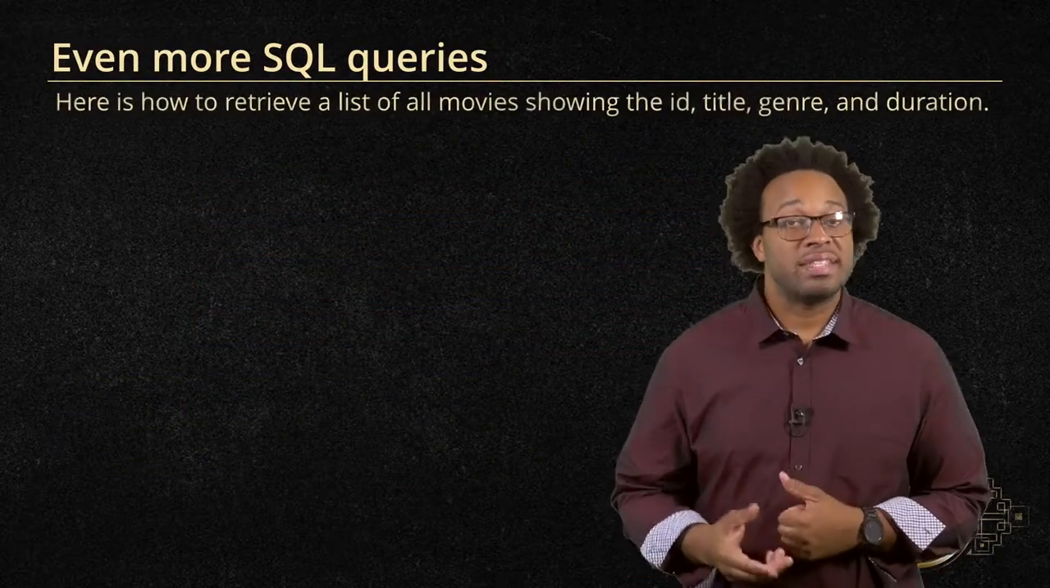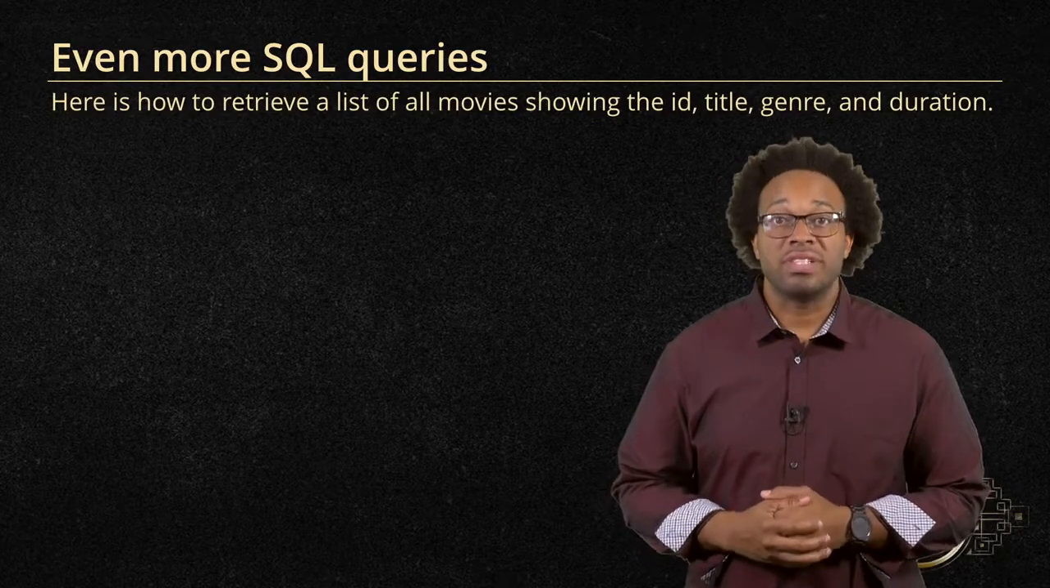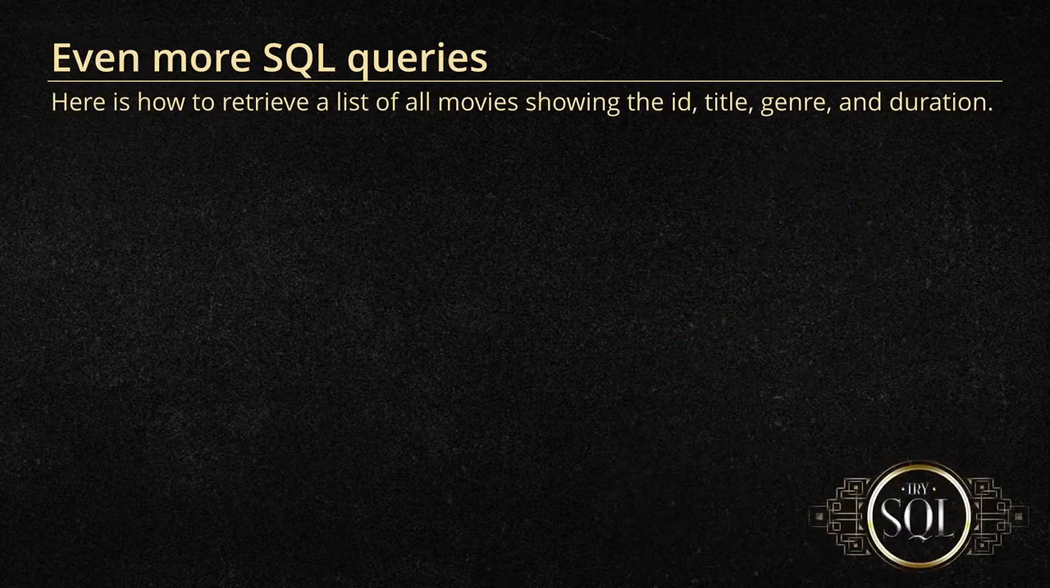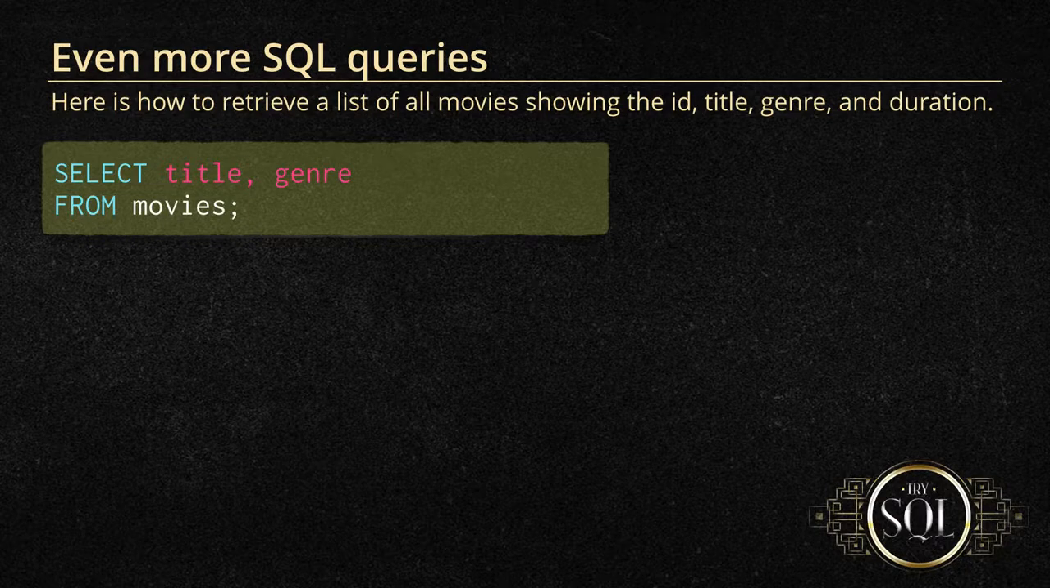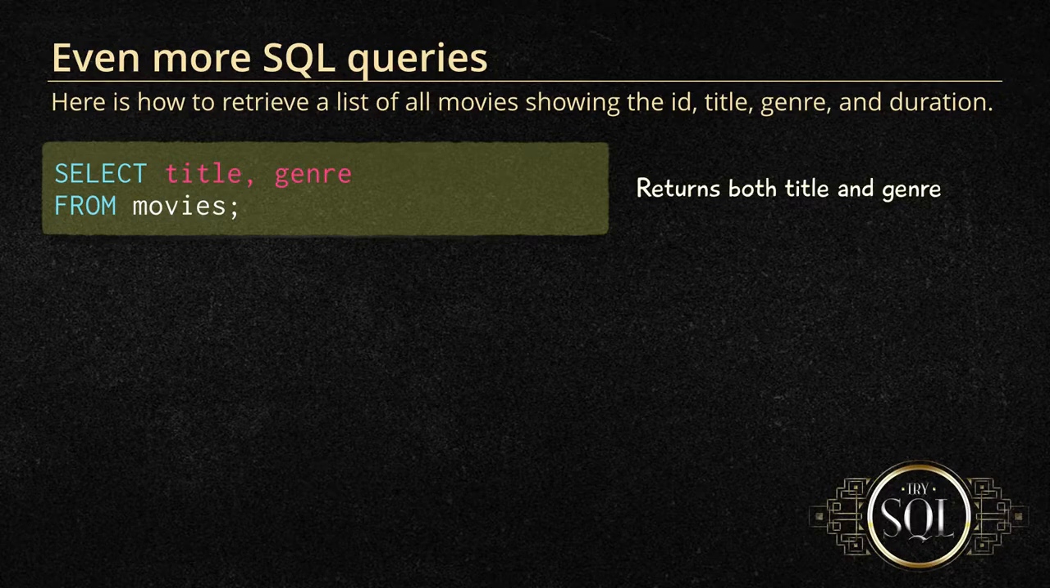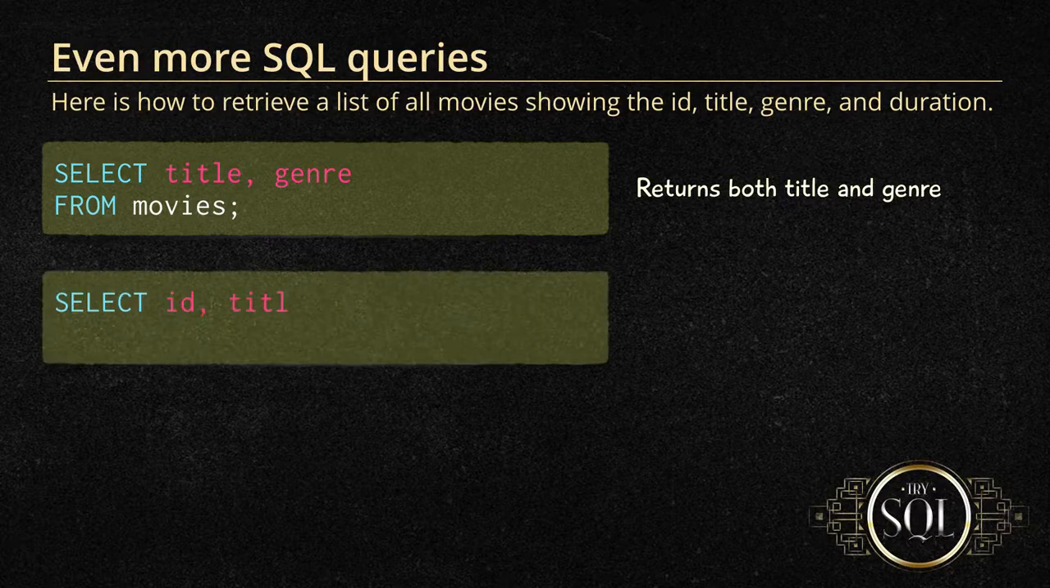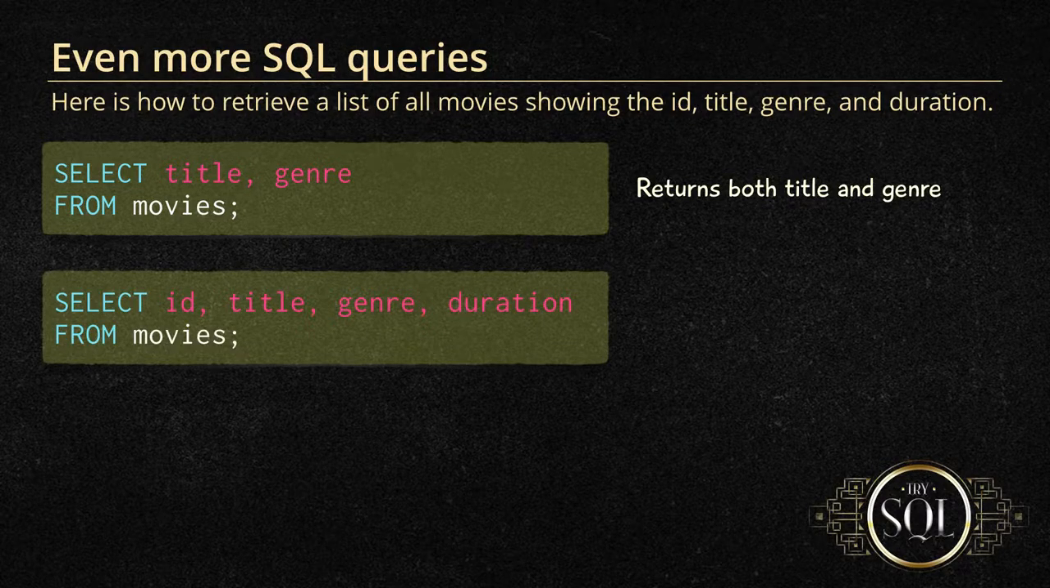Looking at our next task, we want to list all of the movies and the information that goes along with them. Check out this first box of code. You can see here that we can actually select more than one column. This statement would return all movie titles as before, but along with the genre for those movies as well. With that in mind, it's possible to add all of our columns to the select statement as shown in the second box.